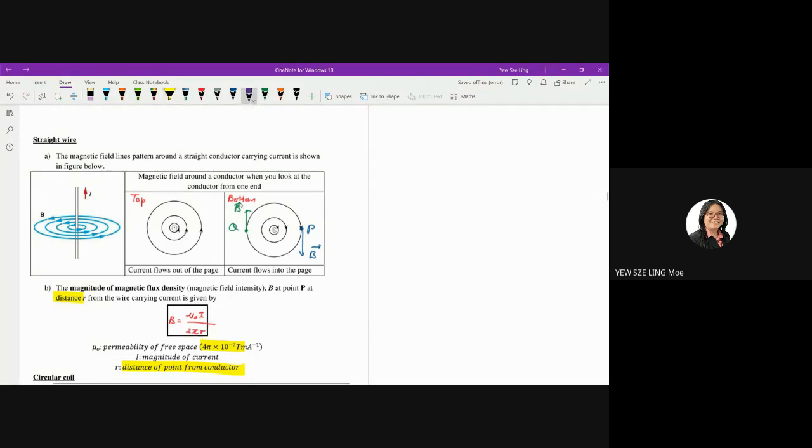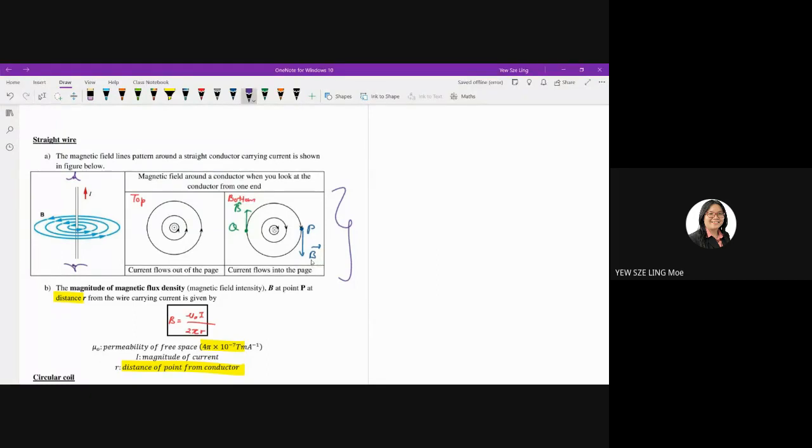Now if you look at these questions, you look at a straight wire. You can either draw a top view or the bottom view. You can either imagine you are viewing it from the top or from the bottom, meaning there are two possible answers in your exam. So you must show the diagram in your answer so that the examiner understands whether you are viewing the wire from the top or from the bottom.